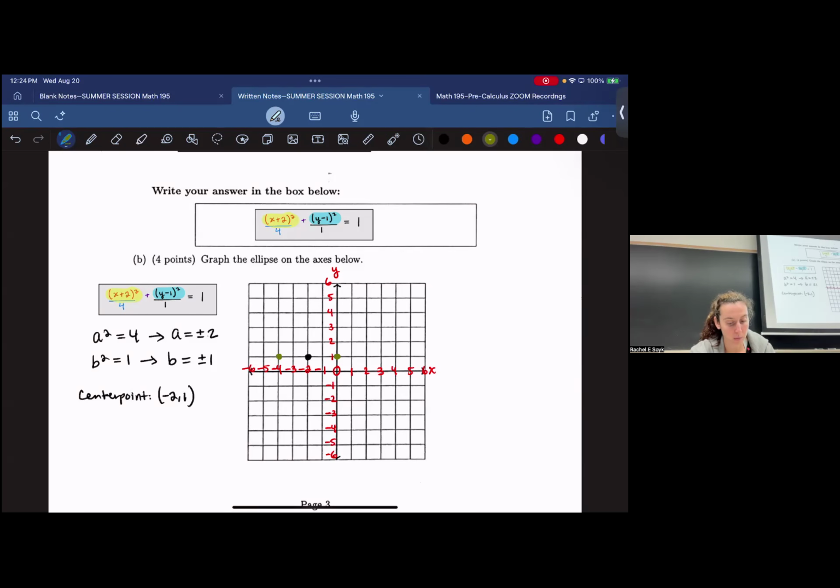And then we want to use our b values to go 1 unit up, plot a point, 1 unit down, plot a point. And then last but not least, create your ellipse by dashing it out between those 4 points.